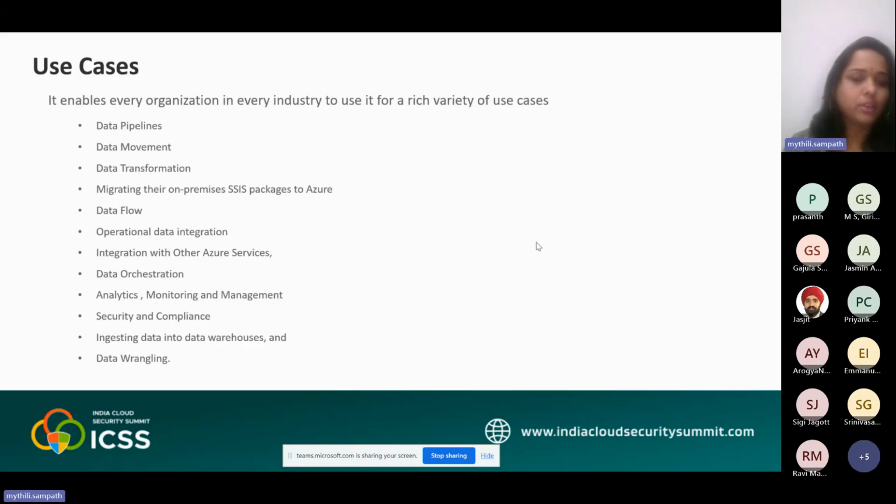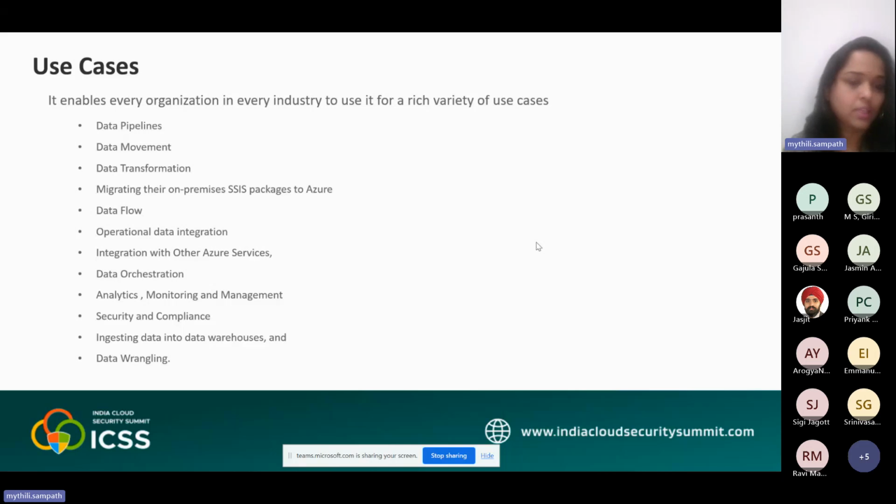And operational data integrations, if you want to maintain them, you can integrate with any other Azure services. For example, blob, data lake, wherever, like SQL warehouse. So you can integrate the data. It can flow through all your Azure services. And of course, data orchestration. It can control the flow of the data based on the triggers we are writing.